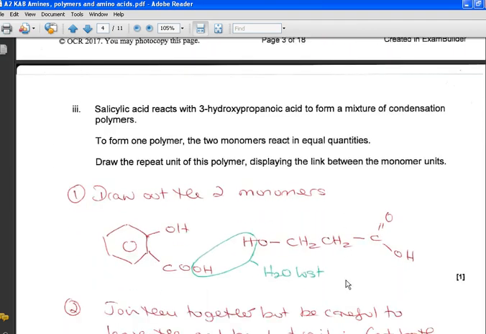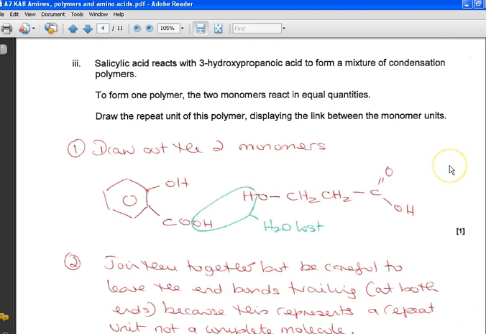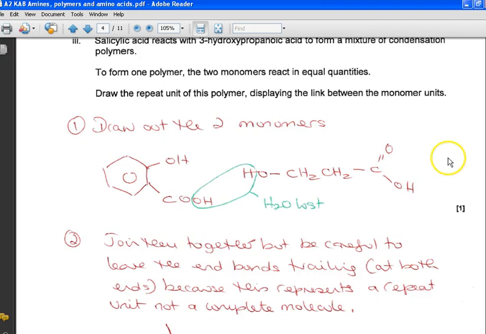Okay, so this question, we know the formula of salicylic acid, we've been given it at the beginning. We're told it reacts with 3-hydroxypropanoic acid to form a mixture of condensation polymers. Okay, and it says that they react in equal quantities, obviously. They're asking for the repeat unit of this polymer. So it's important that you just show the repeat unit.